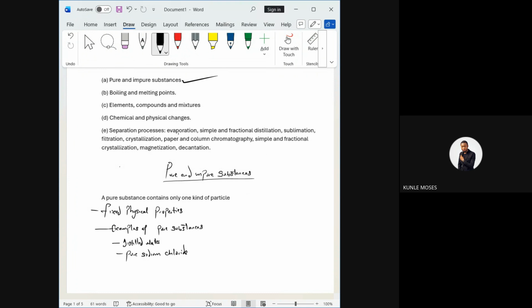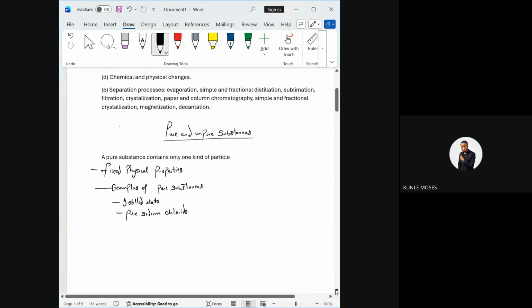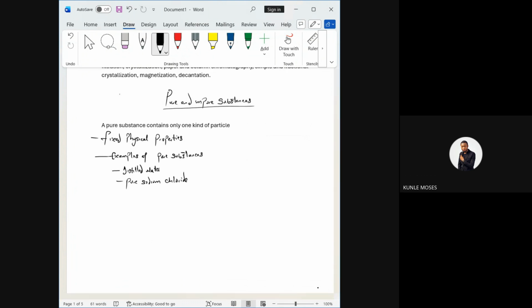But that is not our emphasis for today. I want us to move as far as possible in order to finish this first topic. Let's quickly move to impure substances. I believe you understand what a pure substance is. Very simple: any substance that contains only one kind of particle. It must not contain an additional particle, and it must always have fixed properties.